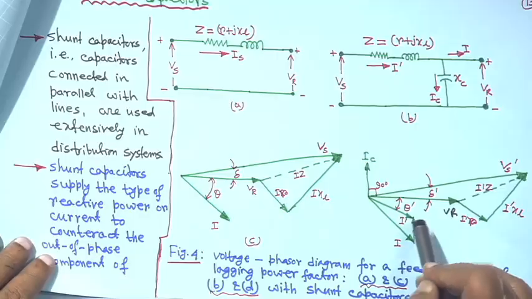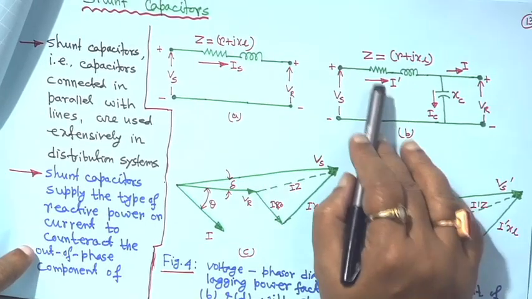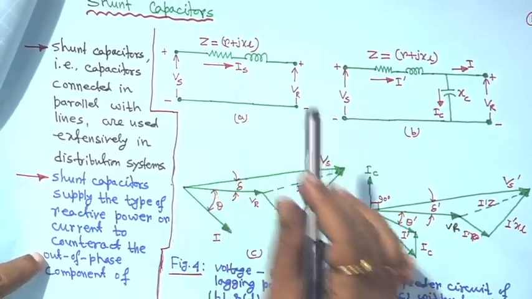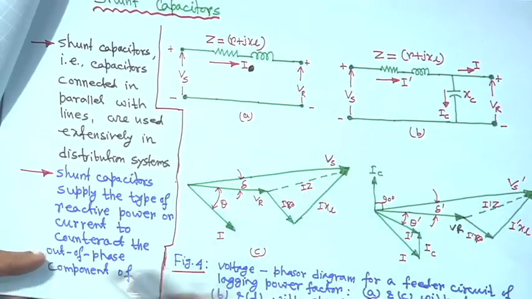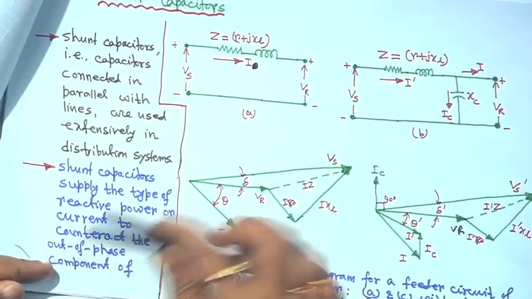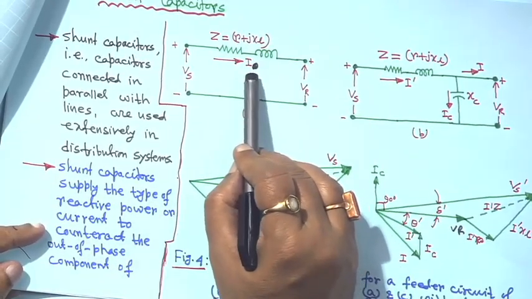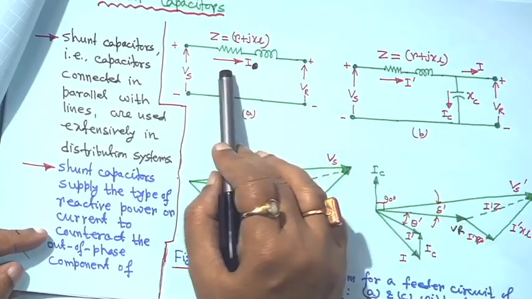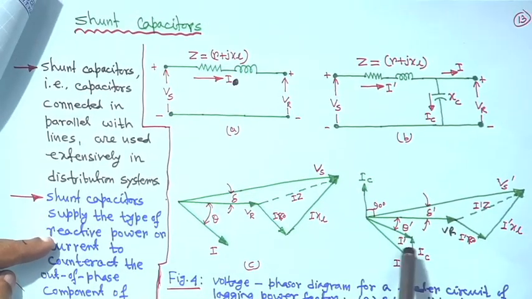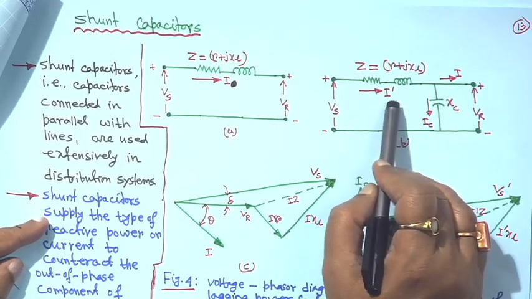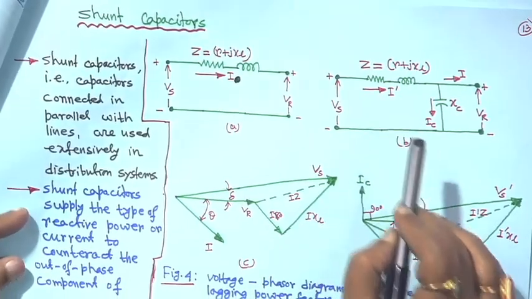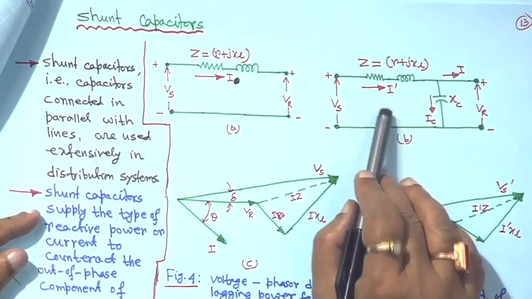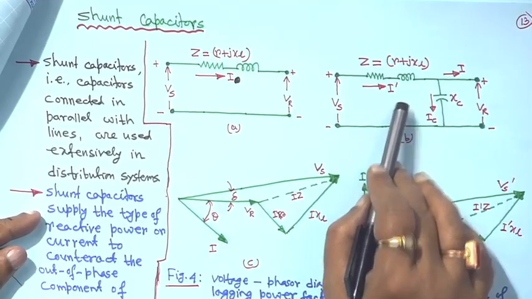If the current decreases, the loss I square R decreases. Here it was current I, so the loss was I square R, and the magnitude of I was greater than this one, so the power loss is high. But from this diagram you can make out that the magnitude of I dash compared to I is decreasing. So here the power loss will be I dash square into R, so the power loss will decrease. The main purpose of the shunt capacitor is to reduce the power loss in the network.